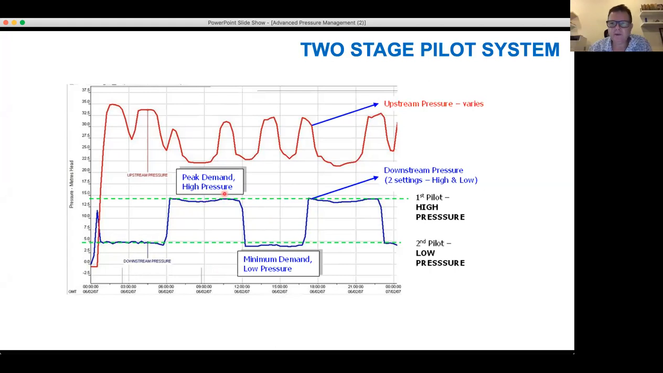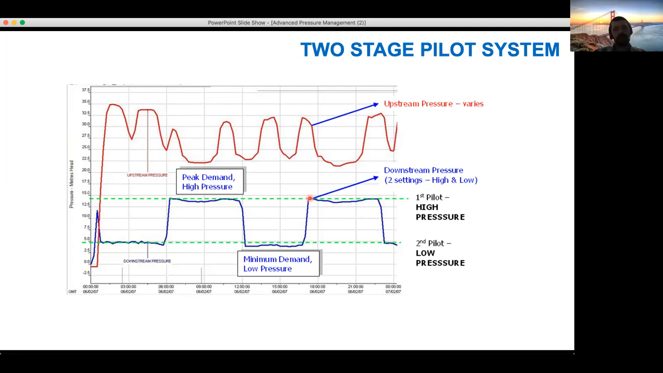And you can see here that we've got two pressure settings, a low pressure setting, which is around 5 meters, and a high pressure setting at around 14 meters. You can see that we have different times where it switches from low to high, then drops back down to low and then back up to high. So you can set the timing for whatever intervals you want between the high and low pressure.